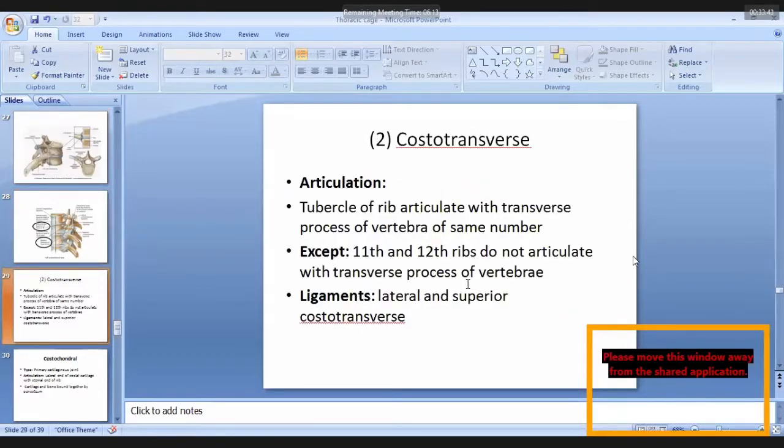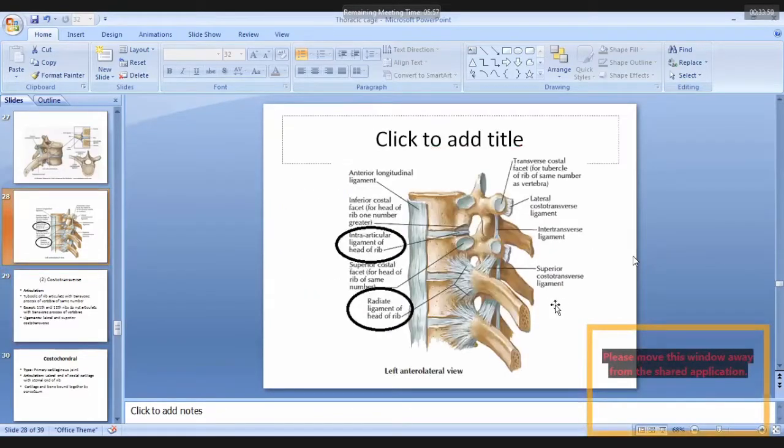Except the 11th and 12th ribs, they don't articulate with the transverse process of the vertebrae. The ligaments that are associated with the costotransverse joints are the lateral and superior costotransverse ligaments. So this is the lateral costotransverse ligament, and this is the superior costotransverse ligament.